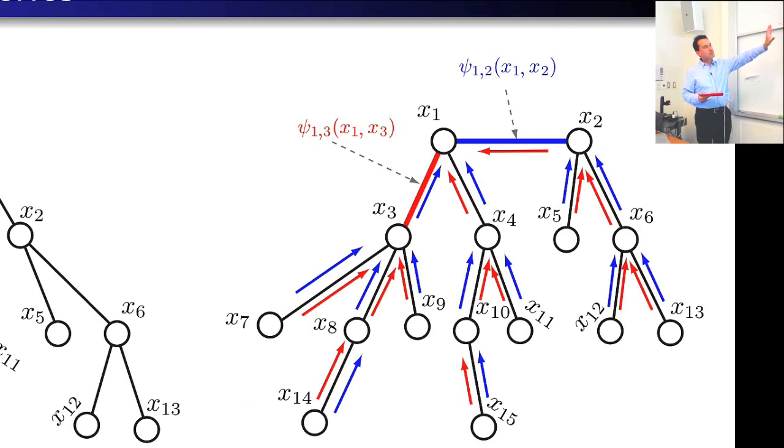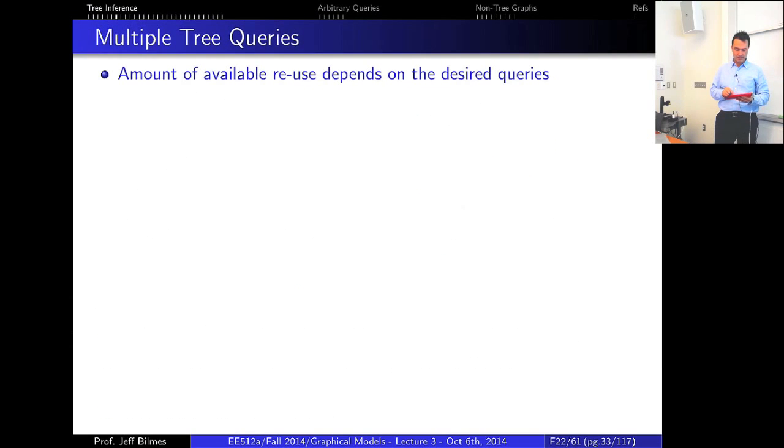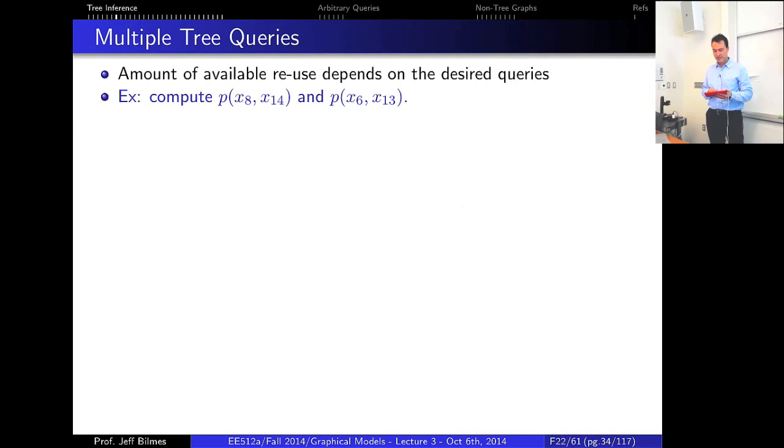we see that many of the blue and the red messages are redundant, right? All of the edges, or most of the edges, have 2 arrows on them. The only ones that don't have 2 arrows are the ones that correspond exactly to the last 2 marginals that we talked about in the previous slide, namely the marginal over x1, x2, x3, where we sum out either x2 or x3. So in general, the amount of reuse depends on the desired queries.